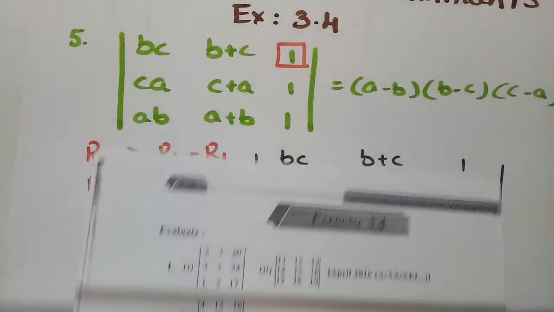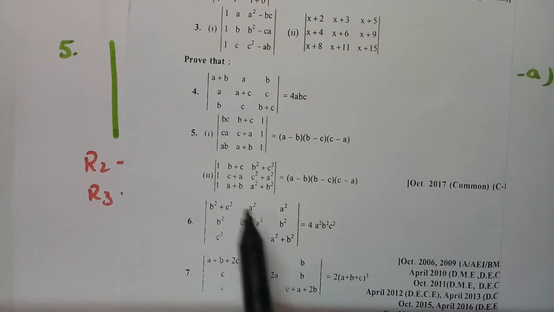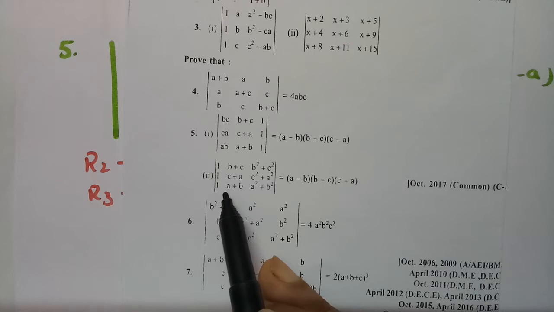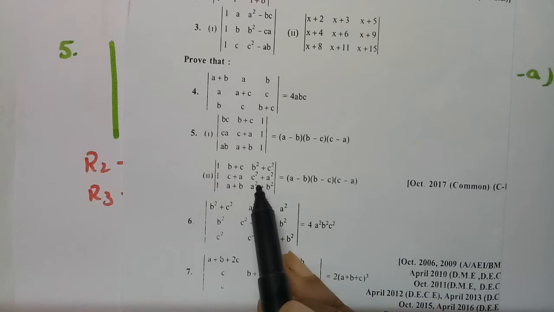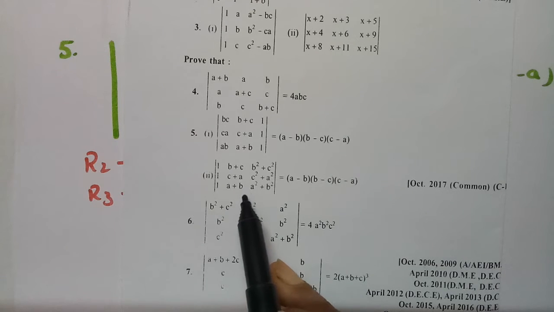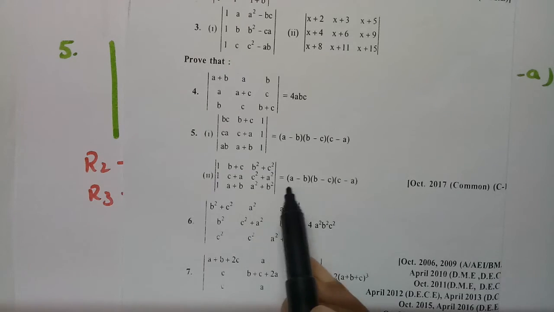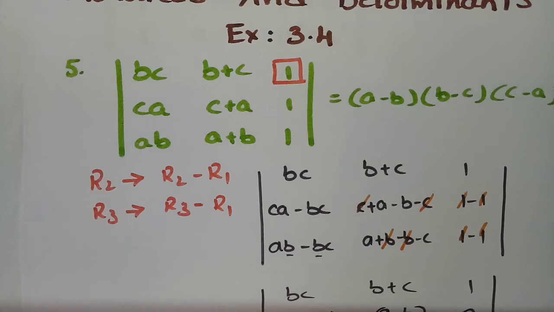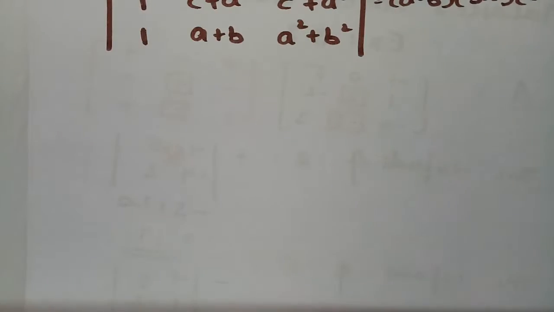The next question and the next determinant here is: 1, B plus C, B square plus C square; 1, C plus A, C square plus A square; 1, A plus B, A square plus B square, is equal to again (A minus B)(B minus C)(C minus A). Now we have to solve this question.